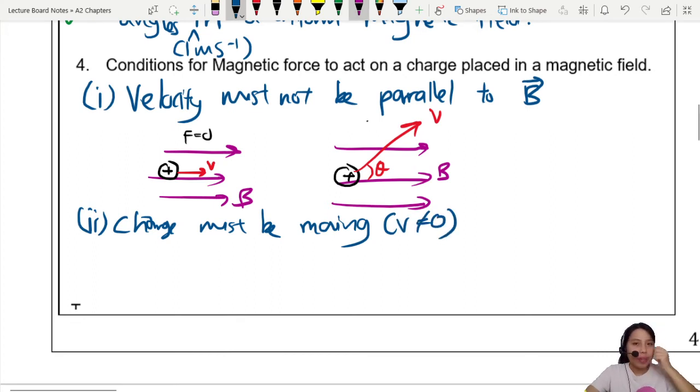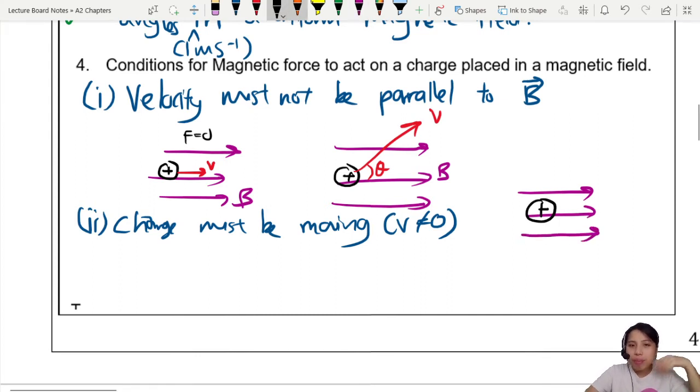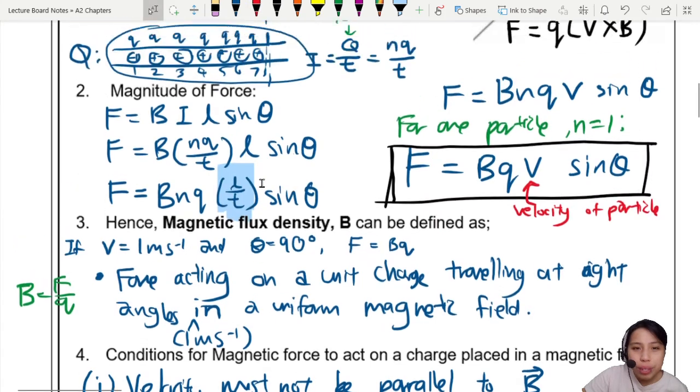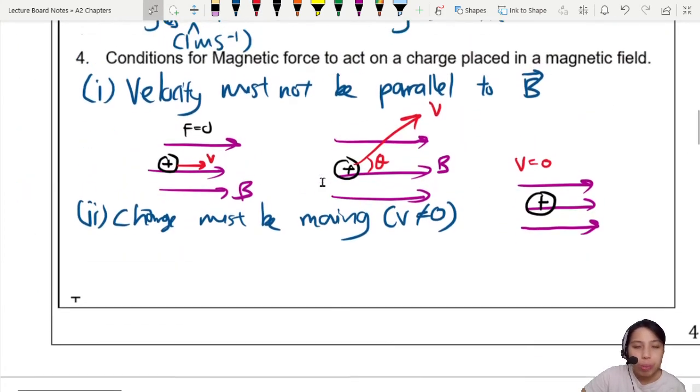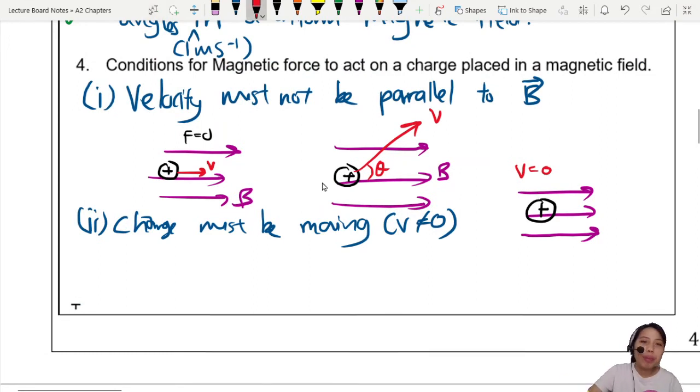Because, you imagine this. If you have a magnetic field and the particle is just chilling there, not moving, there's not going to be any force acting on it because V is zero. You plug into the equation. V zero, everything zero already. So, nope. If you want a force, you must have a moving particle.